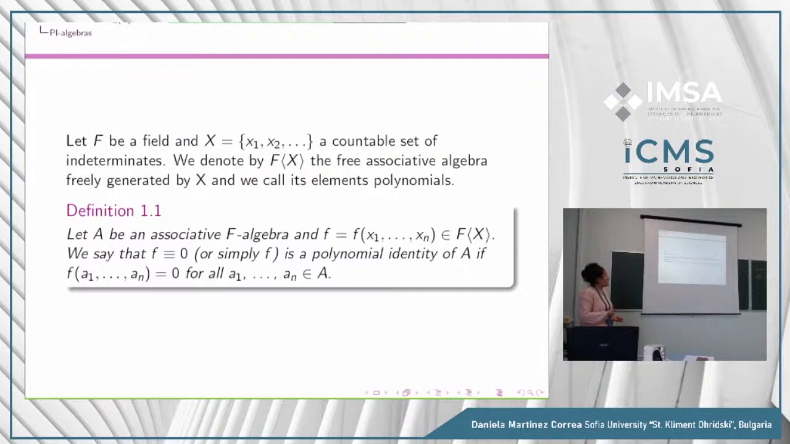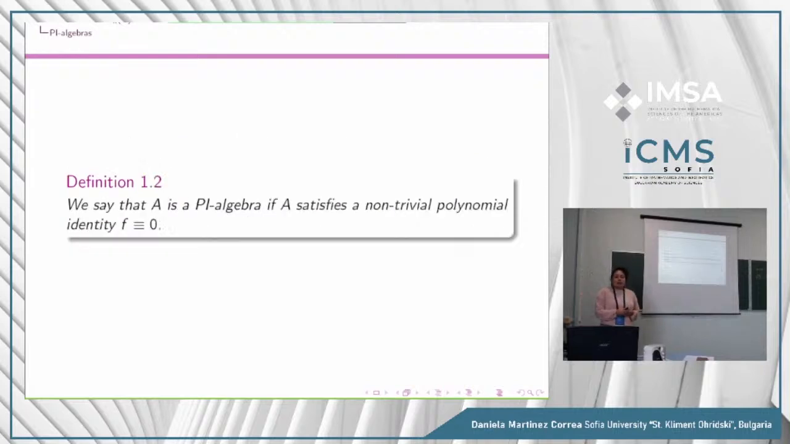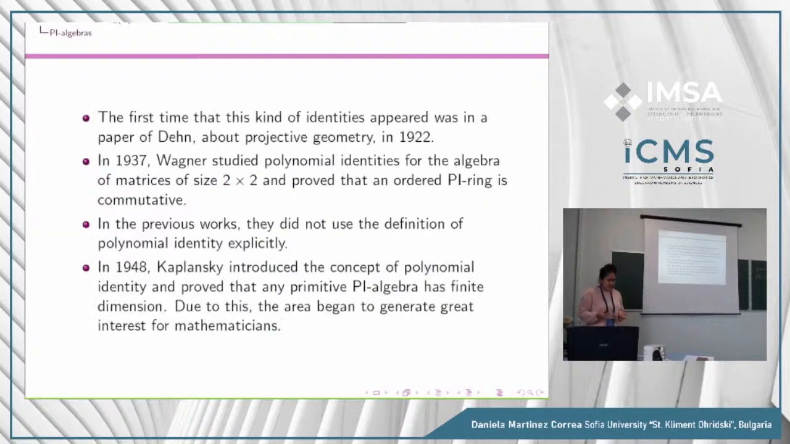Okay, so we say that A is an algebra with polynomial identities, or a PI algebra, when A satisfies a non-trivial polynomial identity. The first time that this kind of identity appeared was in a paper in 1922. This paper was about projective geometry. After that, Wagner studied polynomial identities of the algebra of matrices of size 2.